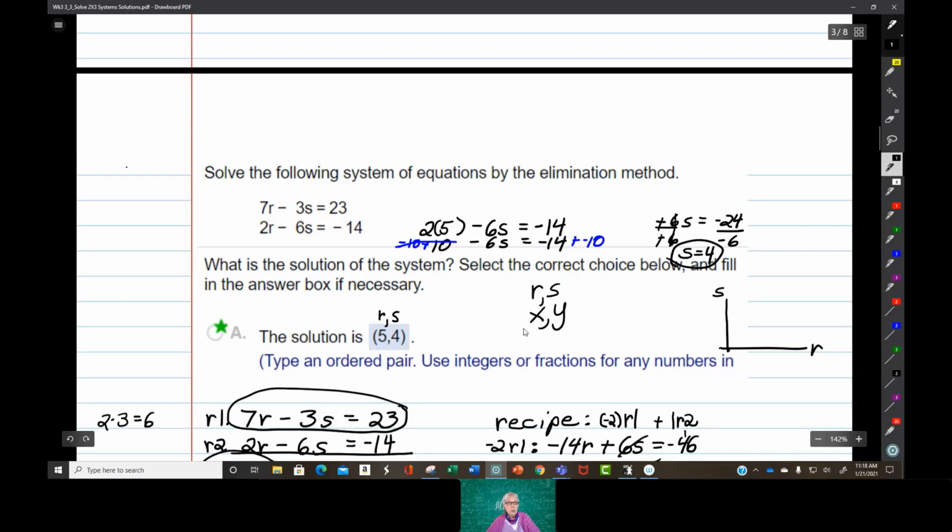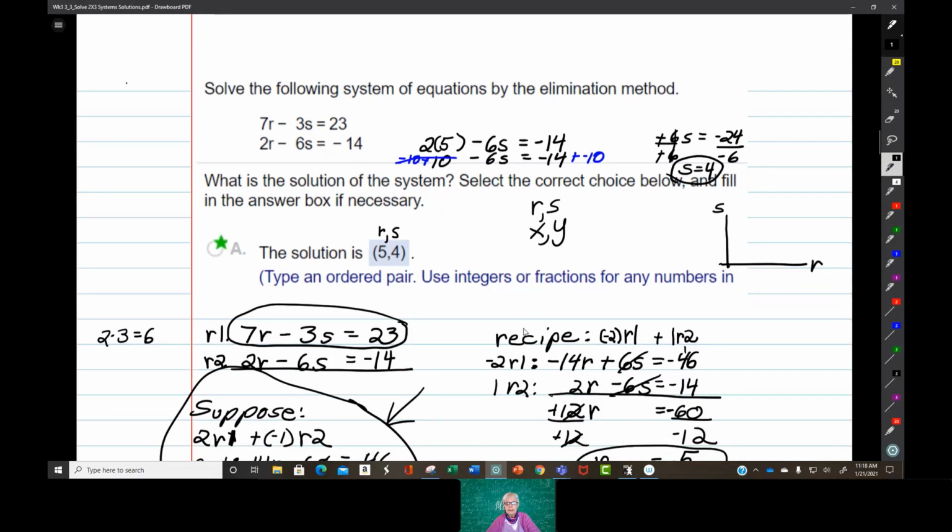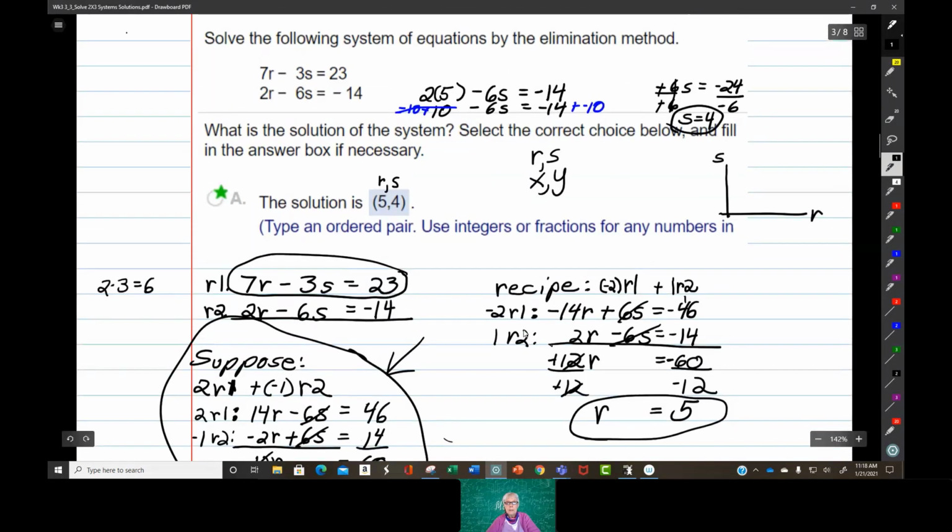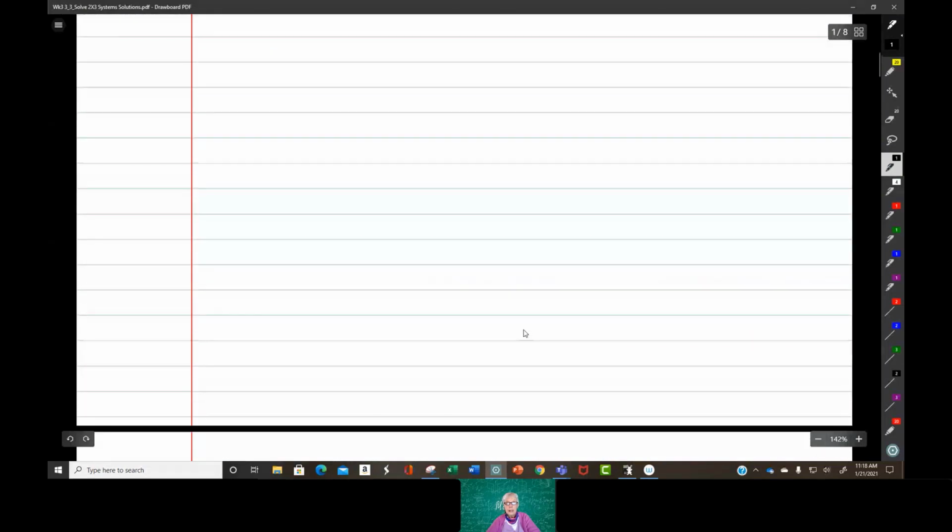Now, we're about to move on to word problems. Is there anything I can answer about these 3?